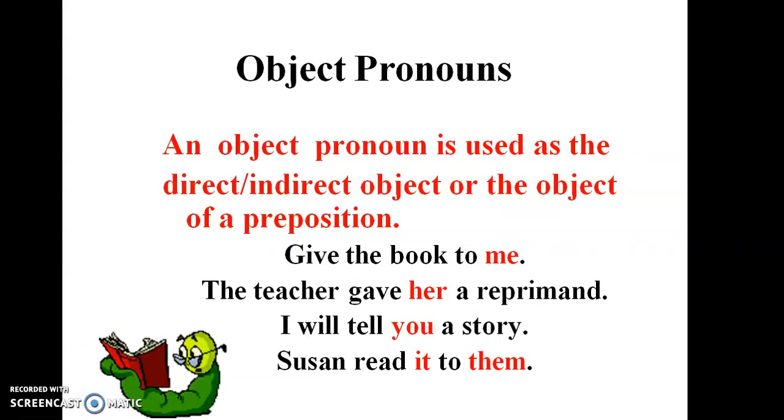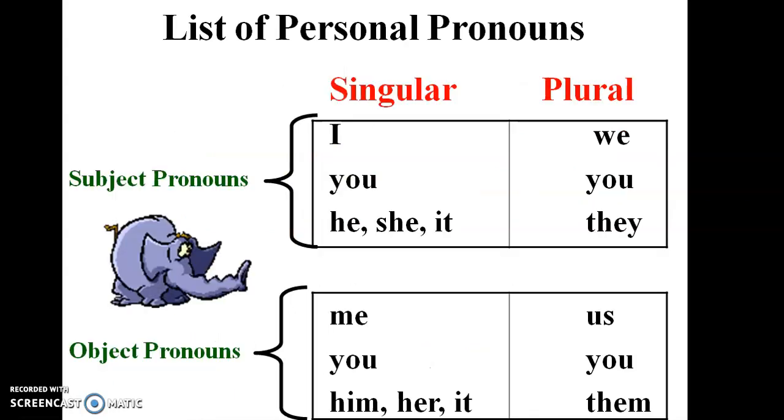And what about the object pronoun? An object pronoun is used as a direct or indirect object or the object of a preposition. Give the book to me. The teacher gave her a reprimand. I will tell you a story. Susan read it to them. And the object pronouns you can find here are me, her, you, it, and them.